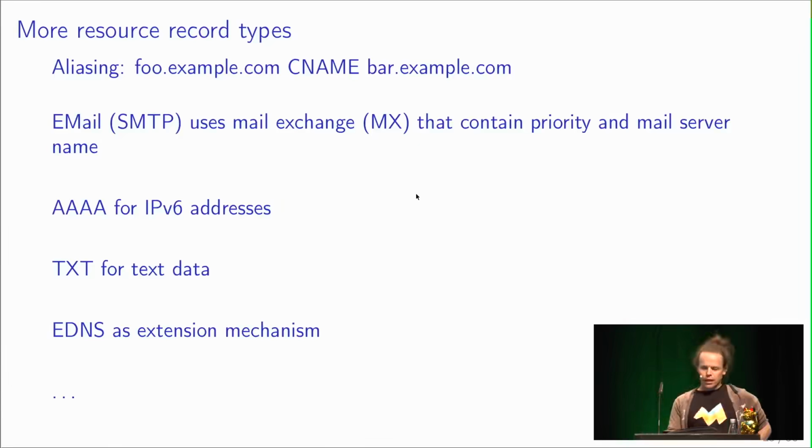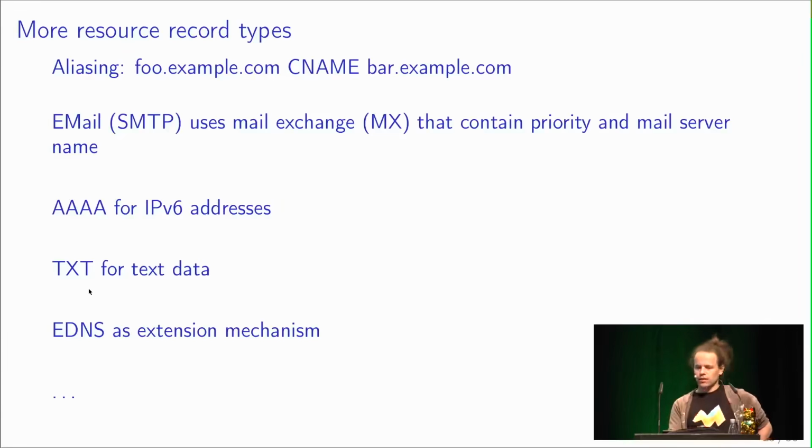Then, similar to the address records, we also have quad A records, which are used for IP version 6 addresses. So A for IP version 4 and quad A for IP version 6. TXT is a record which just contains some text data, and it's used by a variety of protocols. EDNS is an extension mechanism, and the extension mechanism is also done just by using DNS and resource record types. So they have an in-protocol extension mechanism, which is pretty interesting and pretty nice.